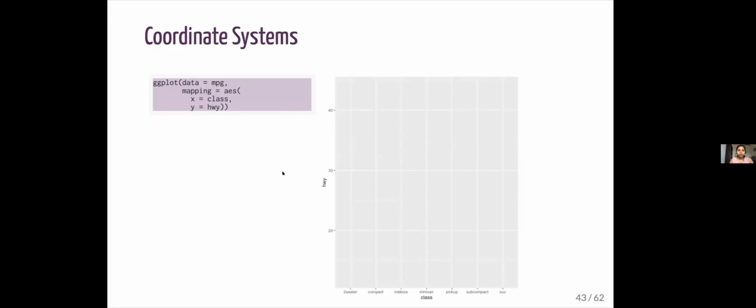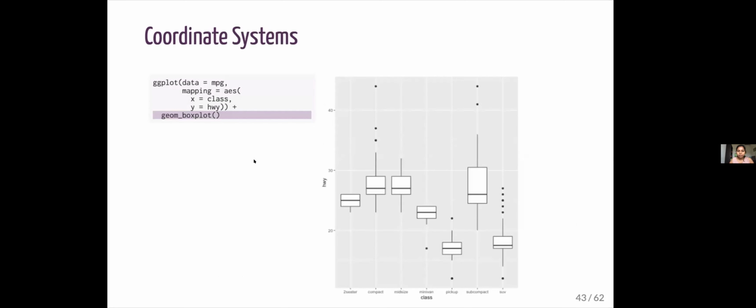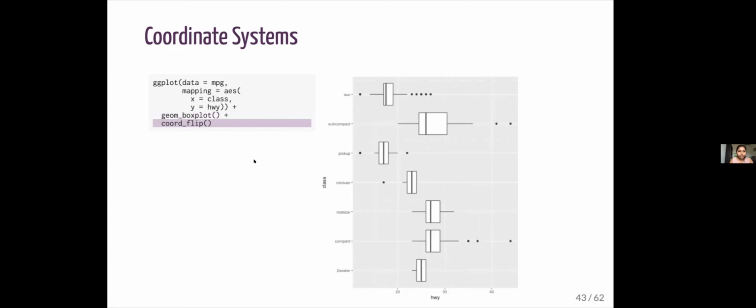Okay, so we'll go through one example. We have highway on the y-axis and class on the x-axis, and we are drawing a box plot. What happens if we play around with the coordinates? So I'm going to say coord_flip. So what did that do? It basically moved the y-axis to the x-axis and vice versa.